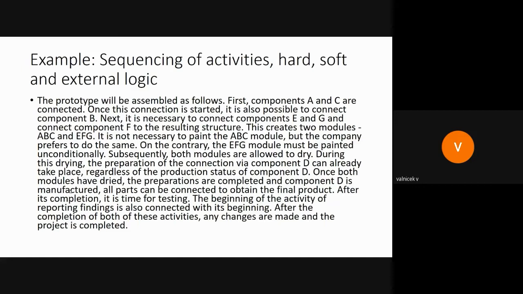It is not necessary to paint the ABC module, but the company prefers to do so. On the contrary, the EFG module must be painted unconditionally. Subsequently, both modules are allowed to dry. During this drying, the preparation of the connection via component D can already take place, regardless of the production status of component D. Once both modules have dried, the preparations are completed and component D is manufactured.